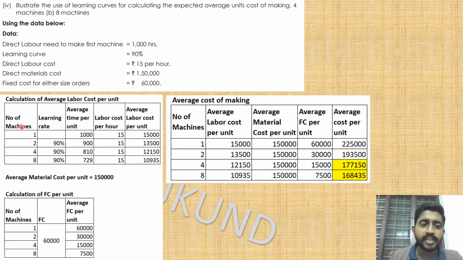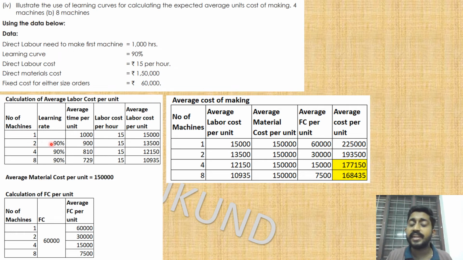So number of machines, one. For the first machine, the time taken is 1000 hours and 15 rupees per hour. So 15 into 1000 is 15,000 rupees is the average labor cost per unit. So one unit you have spent 15,000, so per unit 15,000 rupees is the labor cost. Now what is the learning rate concept here? Whenever your quantity is doubled, the time taken will become the time taken for the first unit multiplied by the learning rate. So here 1 unit into 2, which is double, becomes 2 units.